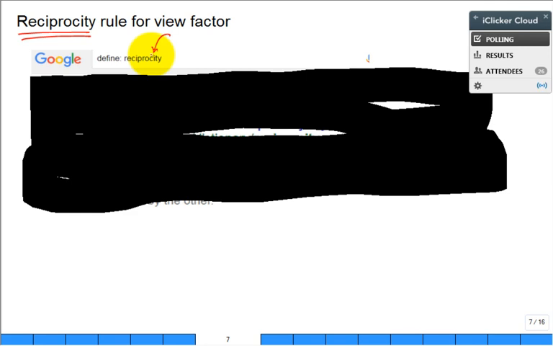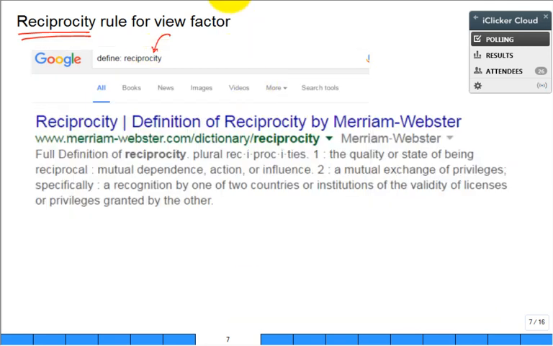But anyway, reciprocity is this notion that you have reciprocal behavior or action or influence. In this case, if I have a surface I, and I have another surface J, the photons that leave I, if some of them can hit J, guess what the photons from J can do? They can leave J, and some of them will hit surface I. They'll just go back and forth.